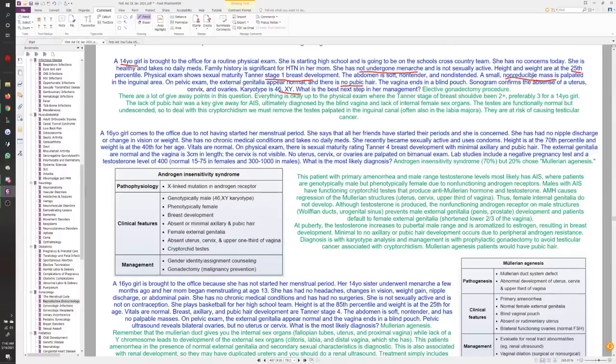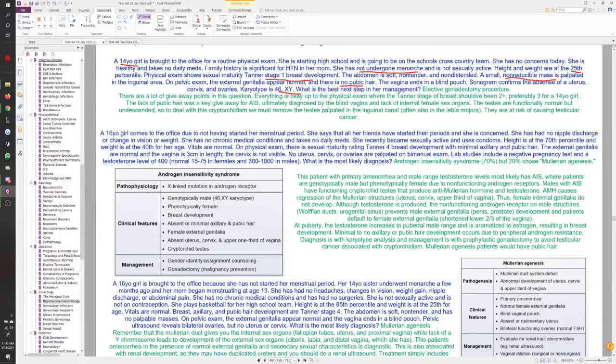Gonadectomy. The non-reducible mass that they're feeling in her inguinal area is the inguinal descent of the testes. They're stuck there. You need to get rid of them because they're going to become cancerous. Right, so that's all that is about. A lot of giveaway points in this question.